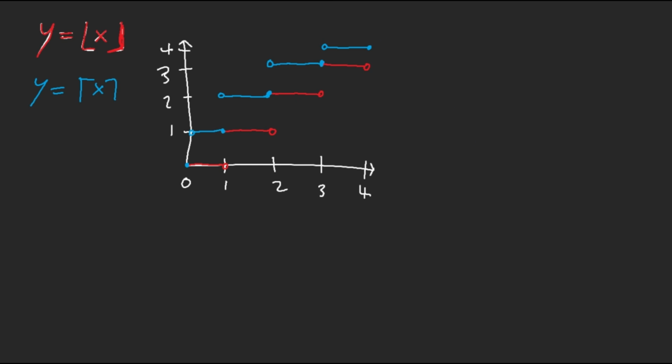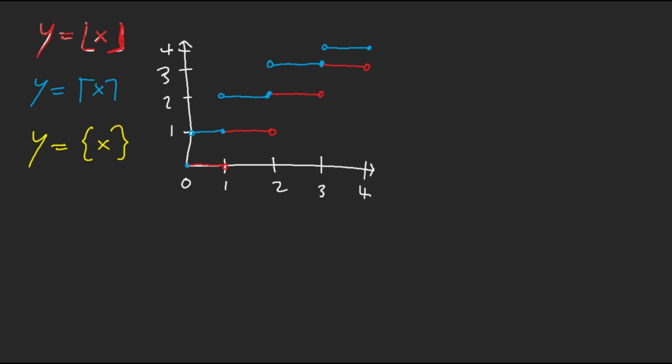Okay. So that is the ceiling function. It just kind of stacks on top of the floor function, which makes sense, right? Because it is a plus 1 more. So what does the fractional part look like?